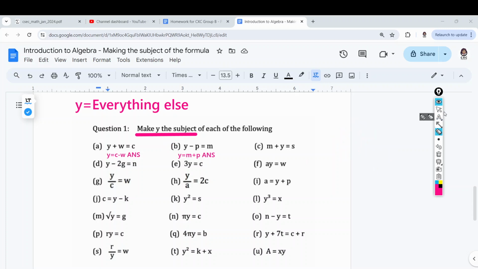All right, so let's look at the next one now. The next one is going to be m + y = s. So this is very easy now, guys. We're just going to say y = s - m, right? We carried this m over to the right side, and we got s - m. So we're going to put that as the answer. y = s - m.